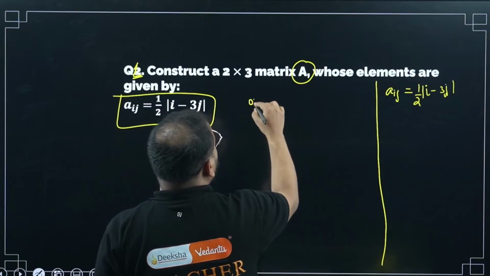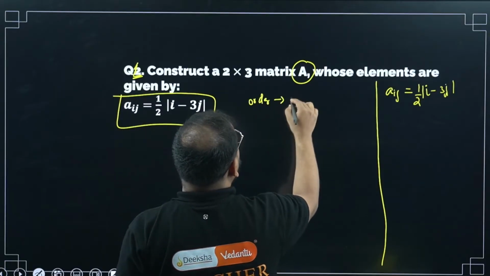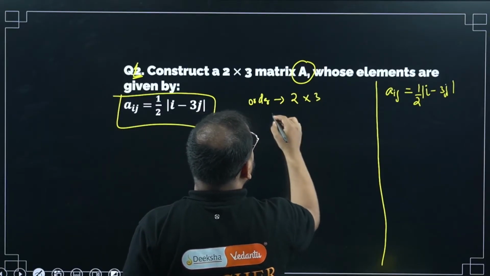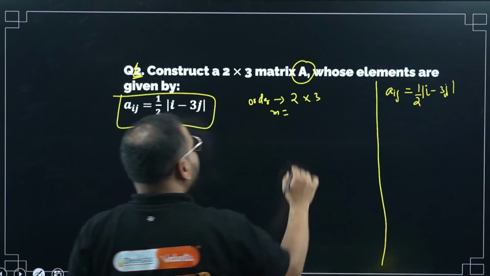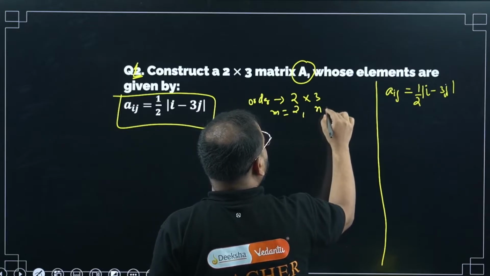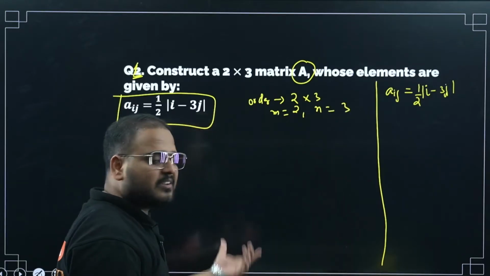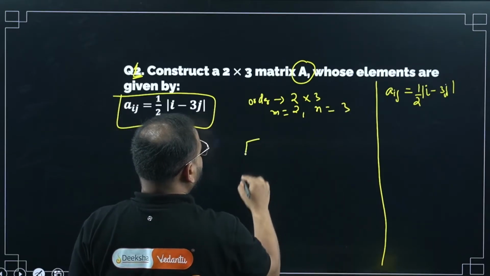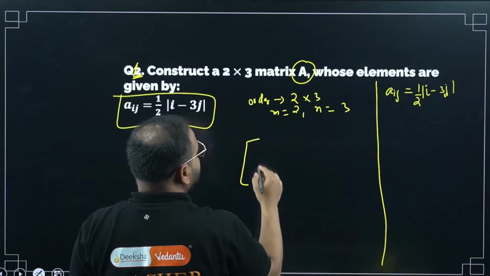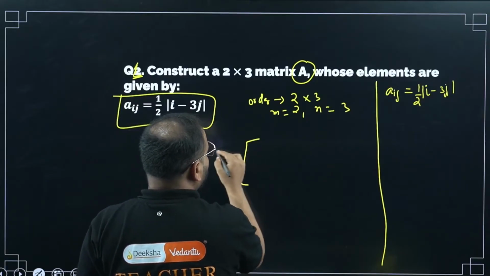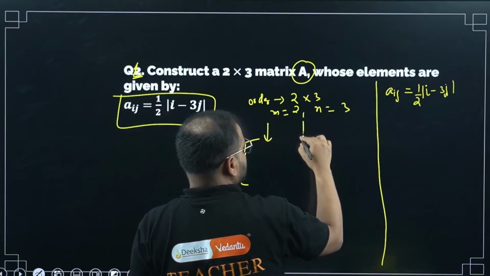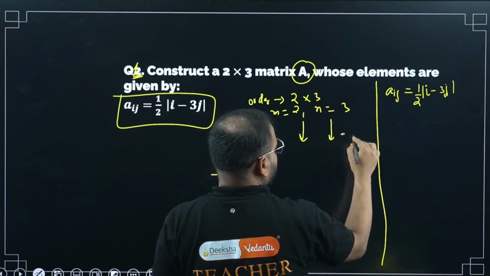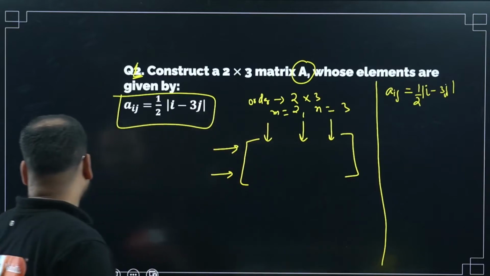It is saying that the order of the matrix is 2 cross 3, sir. It means m will be what, sir? M will be 2 and n will be 3. How will this matrix look like, sir? Check here, please. So there you'll have 2 rows like this and you'll have 3 columns like this. Correct, right? Okay, sir.